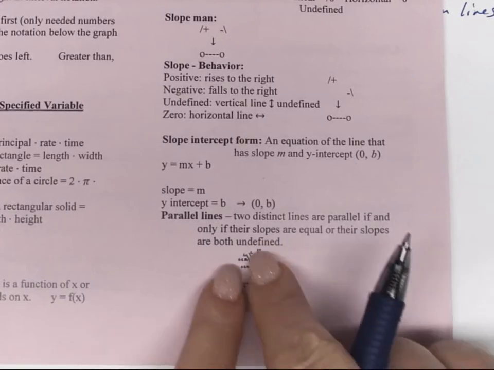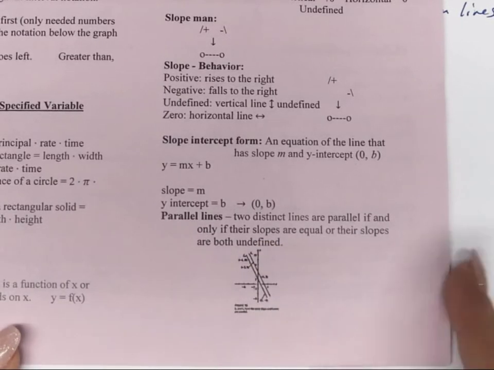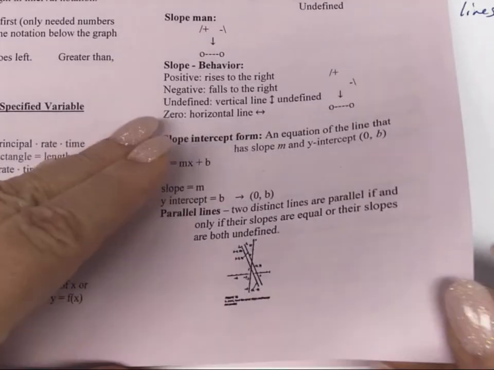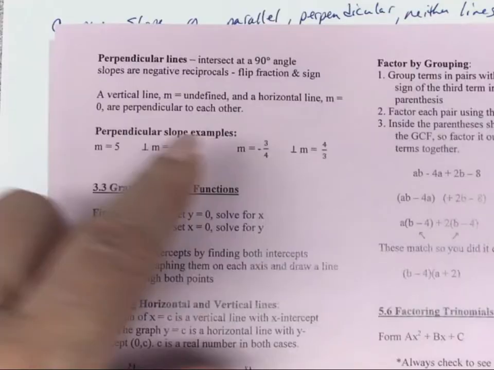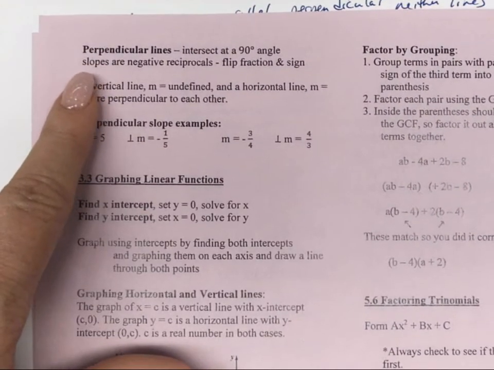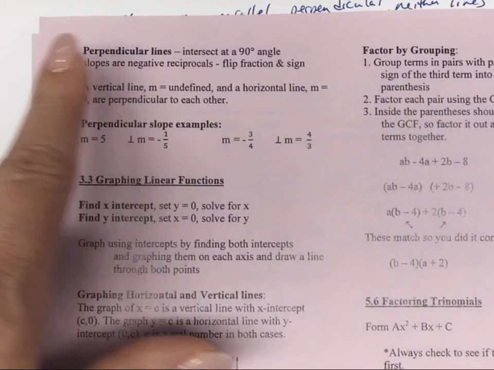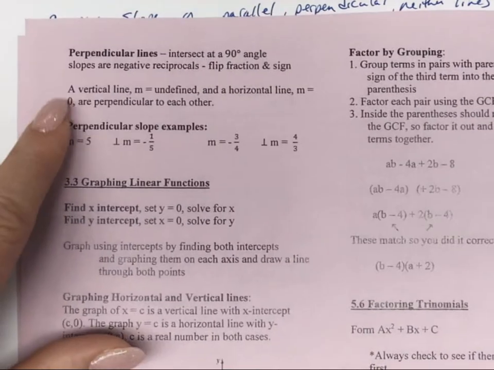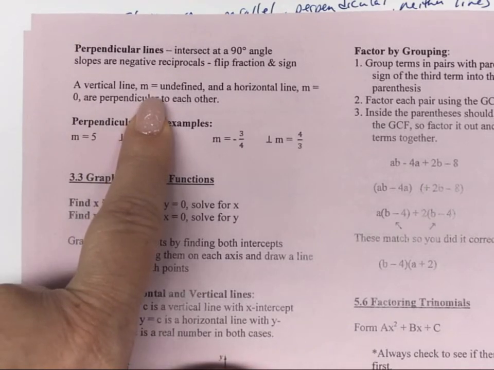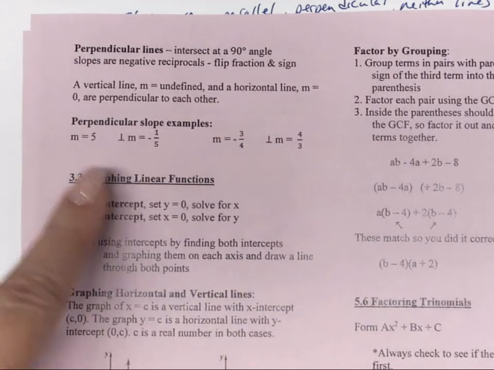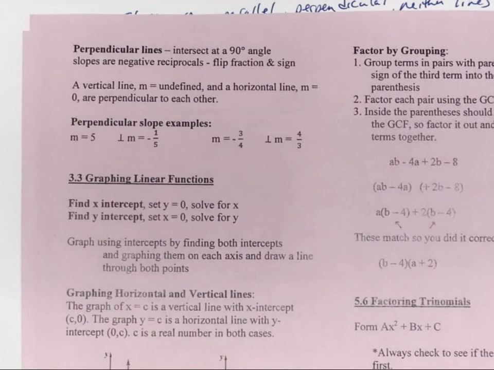Parallel lines are two distinct lines. They're parallel if and only if their slopes are equal or their slopes are both undefined. And then we have perpendicular lines. They intersect at a 90-degree angle. Slopes are negative reciprocals, and basically you're going to flip the fraction and the sign. So a vertical line has a slope that's undefined, a horizontal line is m equal to 0, and they are perpendicular to each other.